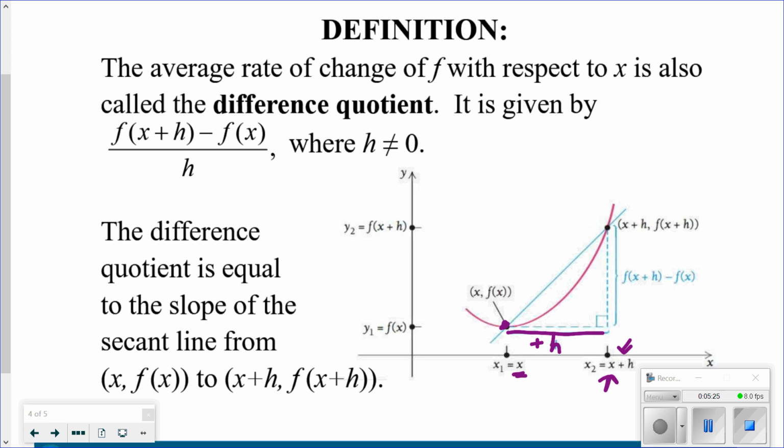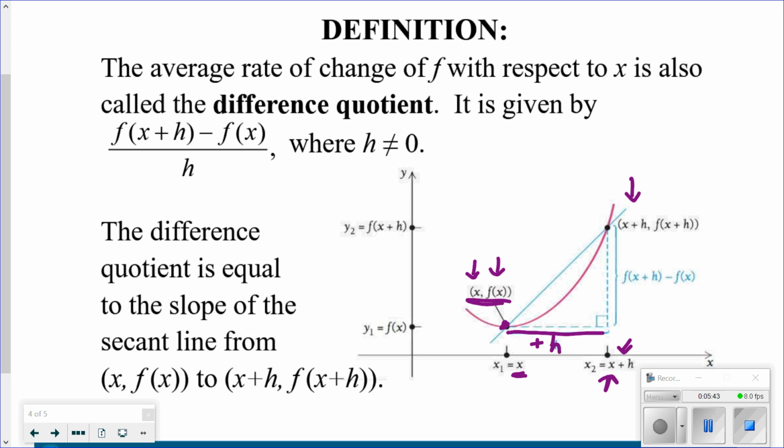And again, if I want to use function notation, I'm going to take x. So my first point is x is my input, f of x, whatever we get out when we plug x into the function, is our output. And our second one, we've now called x2 x plus h.